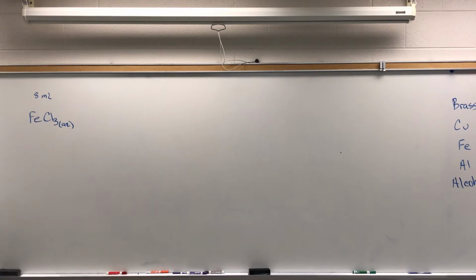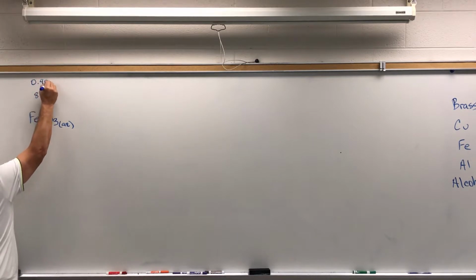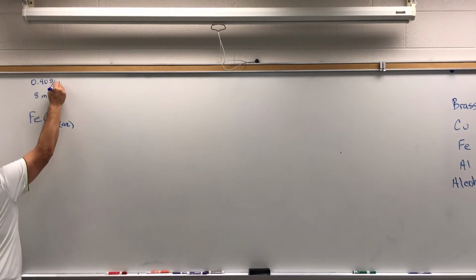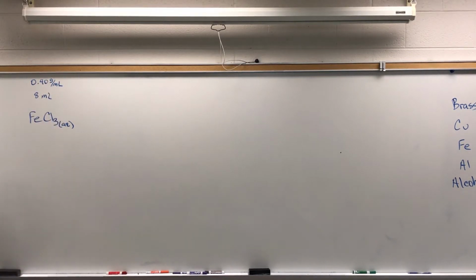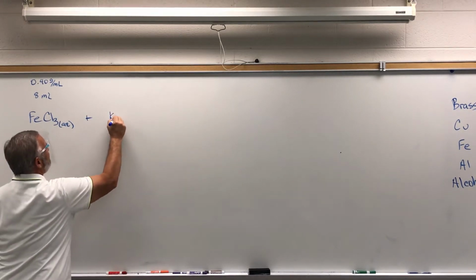Okay? 8 milliliters. Now, on the bottle, it tells you that the concentration is 0.40 grams per milliliter. So when you put this into your lab manual, at some point you need to make sure you put the concentration of the FeCl3 in your data, okay? Because that's real important. And then it says we're going to add some potassium oxalate.